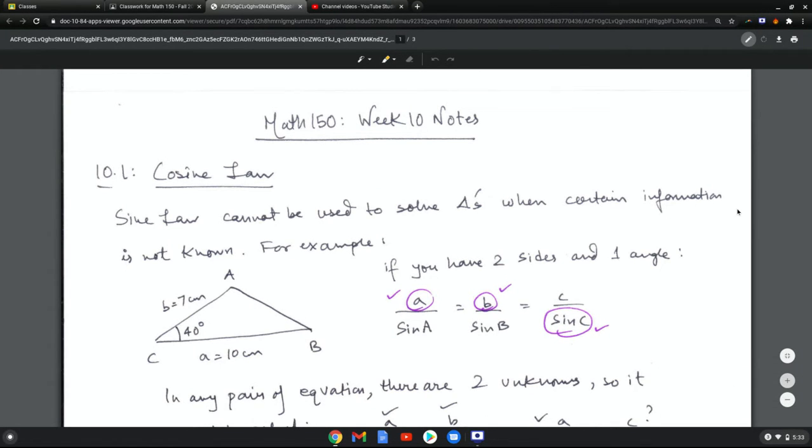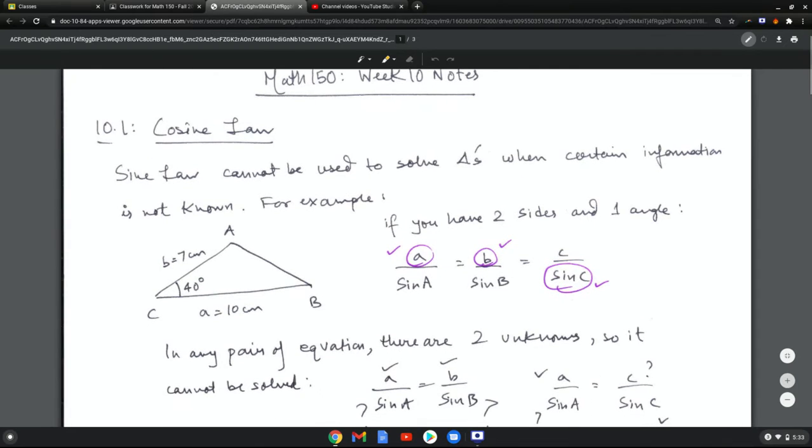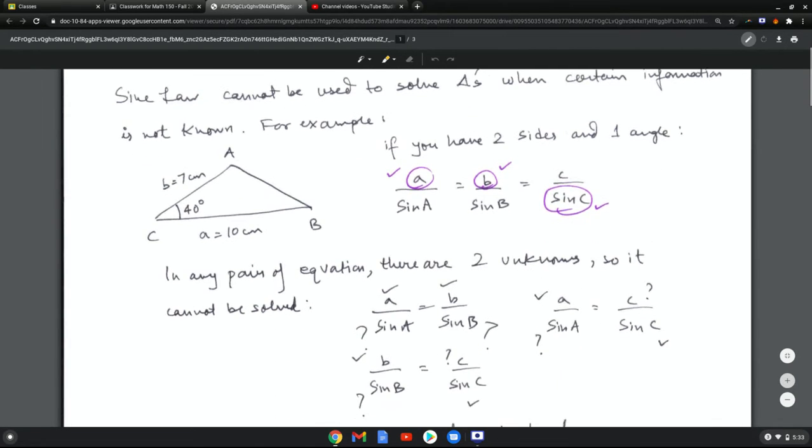Last week we looked at something called the sine law, which helps us solve any triangle. There are some limitations to sine law, and that's why we're going to complement that with a new law called the cosine law. Now, here's an example of when sine law is not very helpful.